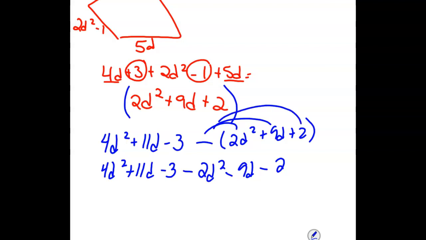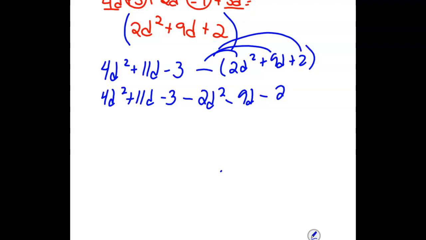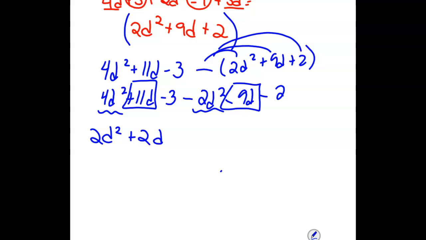All right. So looking for our like terms. How many d squareds are we going to have? 2 of them. So we have 2d squareds. Are just regular d, the linear one. We have 11 and a negative 9. We have 2 of those. And our constants. So we have 2d squared plus 2d minus 5 is that missing side. Yes? Okay.